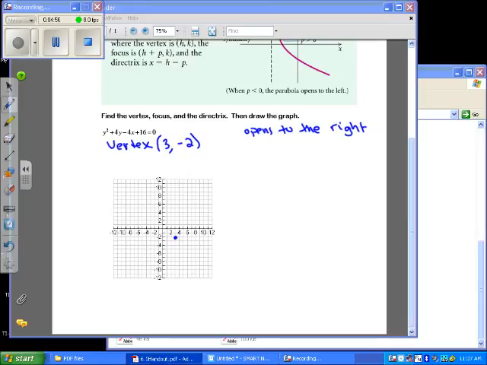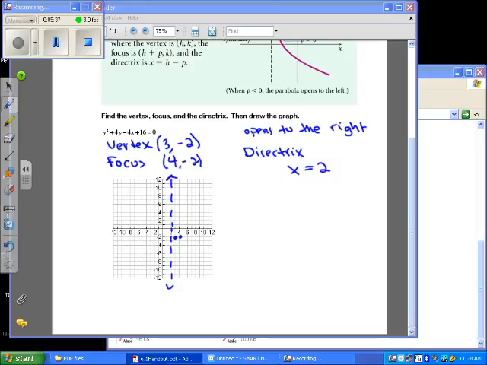I'm also going to identify the focus. We found this earlier, I'm just going to rewrite it. The focus, if you recall, was 4, negative 2. Let's plot that while we're here. So that's right there. And then finally, the directrix. The directrix is x equal to 2. Let me graph that here. It's supposed to be a straight line. I don't have a perfect line up there, but it should be a straight line.